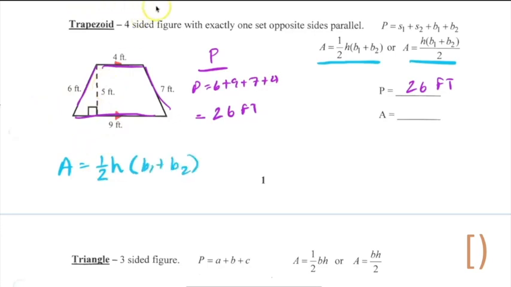The trapezoid is a 4-sided figure with exactly 1 set of parallel sides. And that set of parallel sides, right here, the 4 and the 9, those are your bases. So this is base 1, and that's base 2. The parallel sides are your bases.